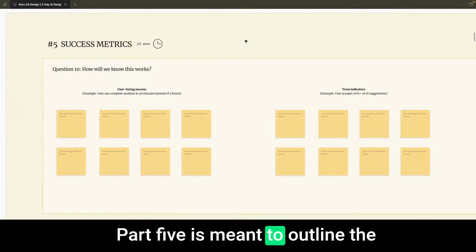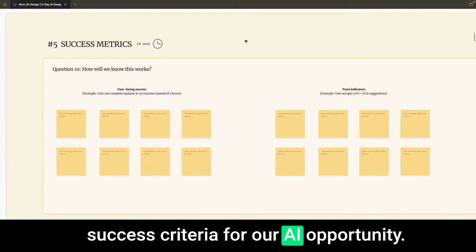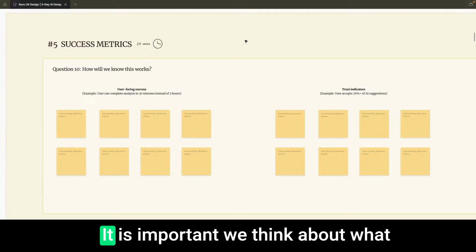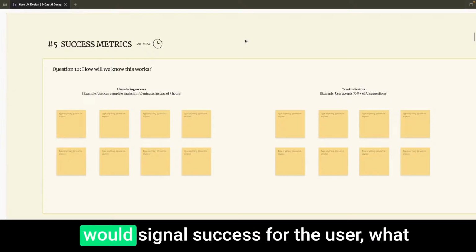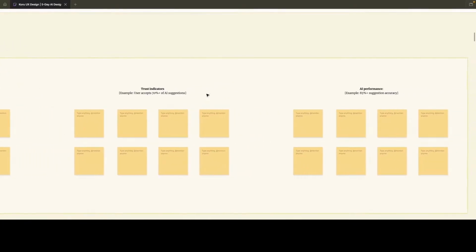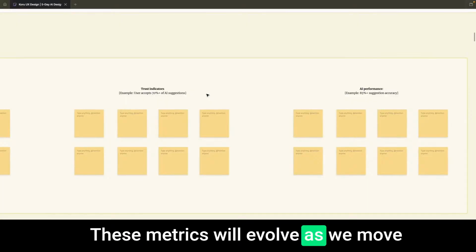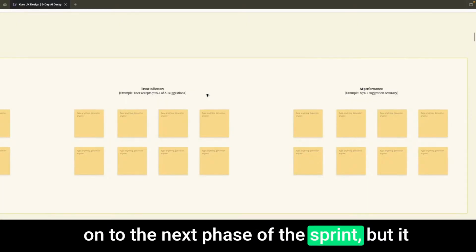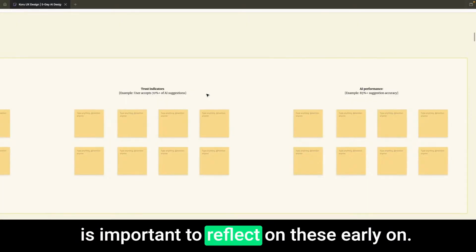Part 5 is meant to outline the success criteria for our AI opportunity. It is important we think about what would signal success for the user, what would indicate high trust towards AI. These metrics will evolve as we move on to the next phase of the sprint, but it is important to reflect on these early on.